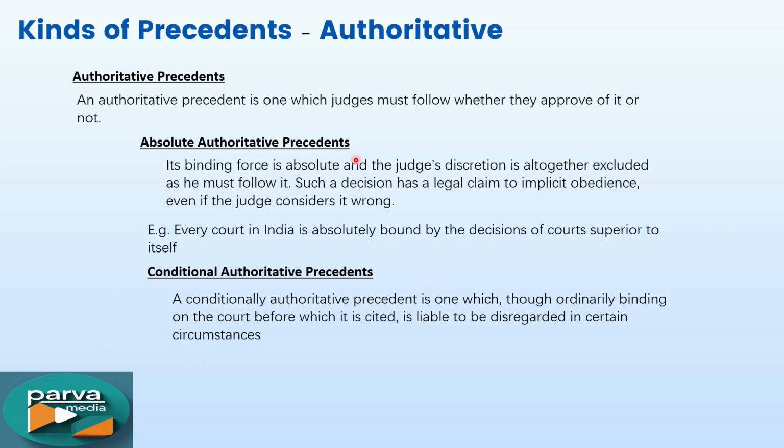Absolute authoritative precedents are the most rigid form of precedent. Okay, their binding force is absolute, meaning the judge has no discretion. They must follow the decision even if they believe it to be incorrect. Example: in India, every lower court is absolutely bound by the decisions of courts superior to it. For example, a ruling by the Supreme Court is binding on all High Courts and subordinate courts. This ensures consistency and stability in the legal system.